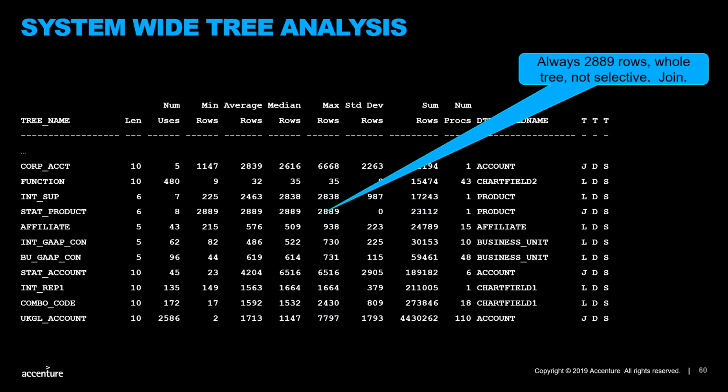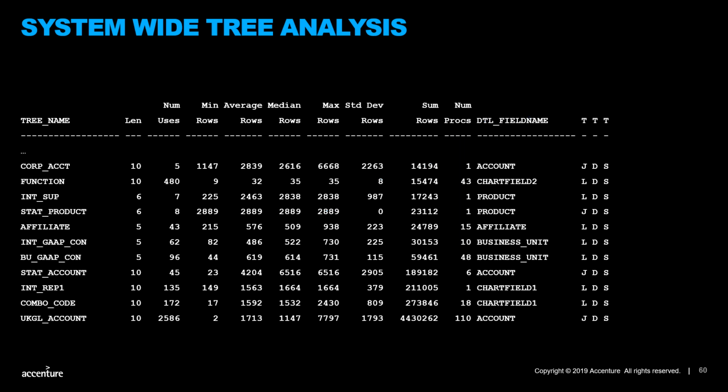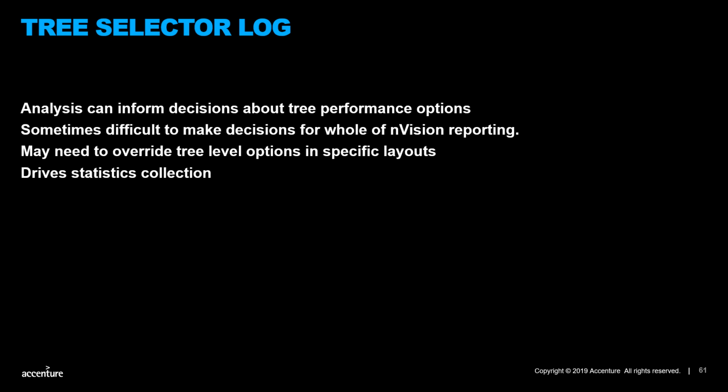This tree always joins 2889 rows. So we always join the whole tree and it's not selective. So even just because it's quite large, we again only join it, we don't use literal values. So we can use the tree selector log to decide which application optimizations we're going to use. Sometimes it's quite difficult to make tree performance option decisions for the whole suite of nVision reports, and we've had to override it for specific reports.